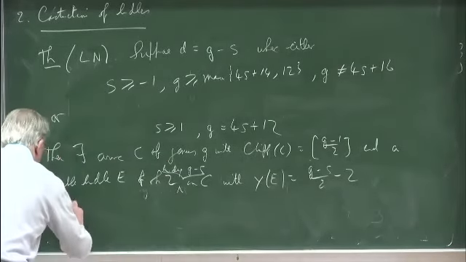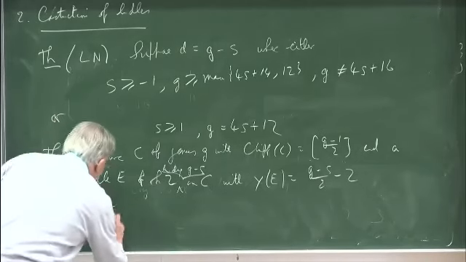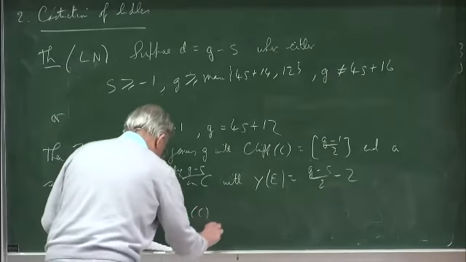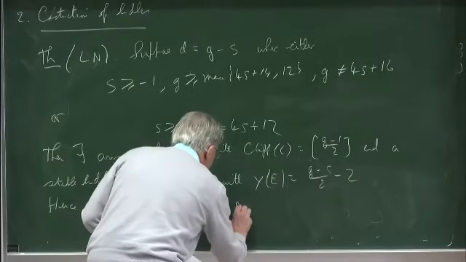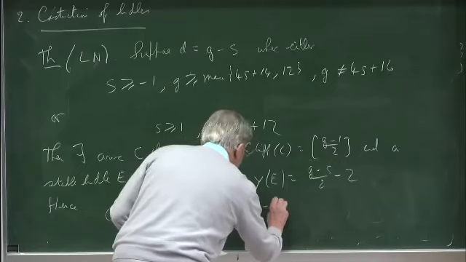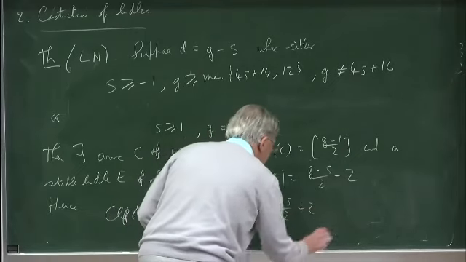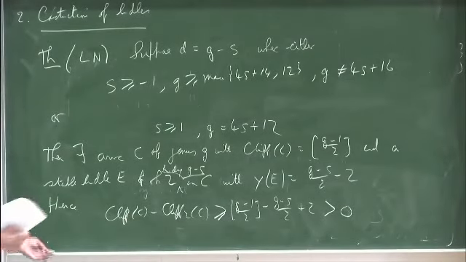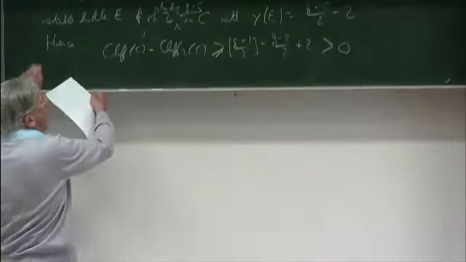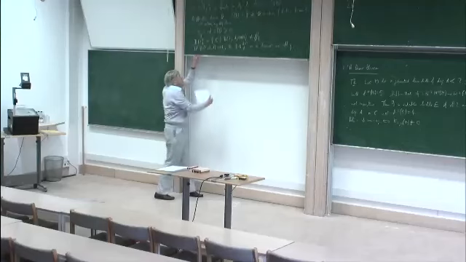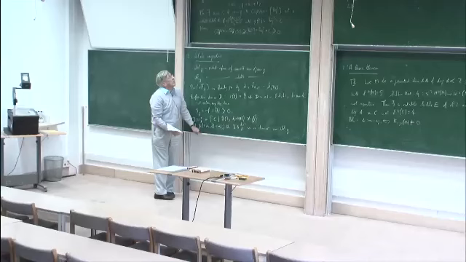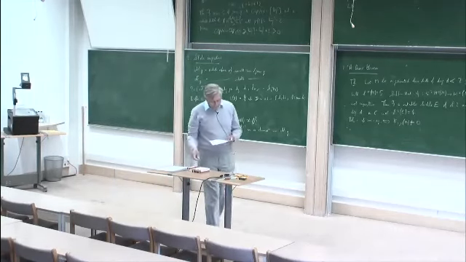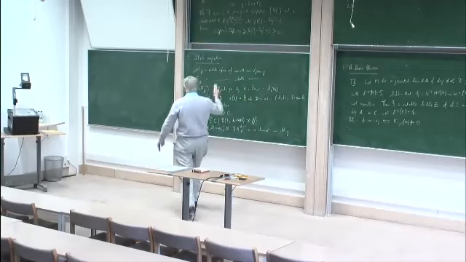Hence Cliff C minus Cliff_2 C is greater than or equal to (g minus 1) over 2 minus (g minus s) over 2 plus 2, and that is certainly positive. So all these examples give kind of examples. I'll state a corollary of it.